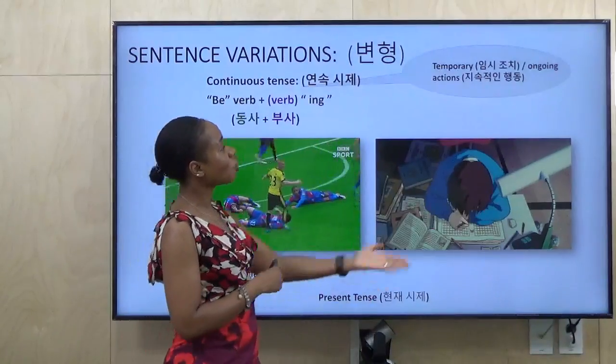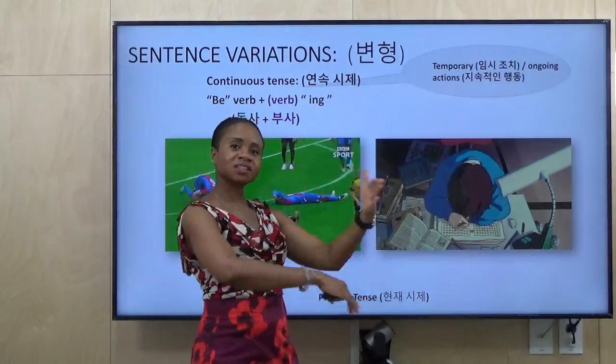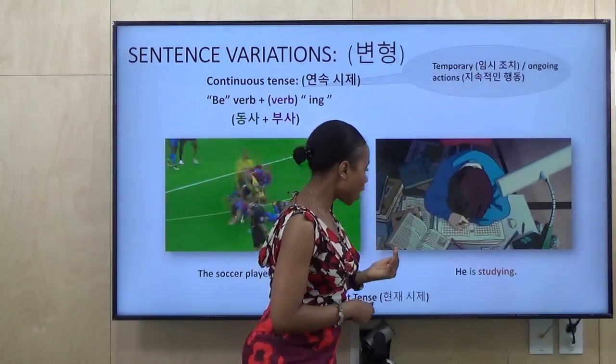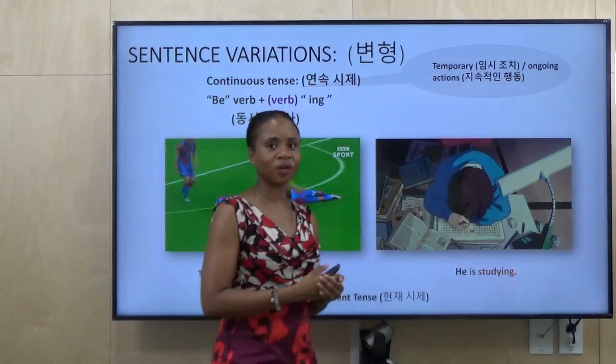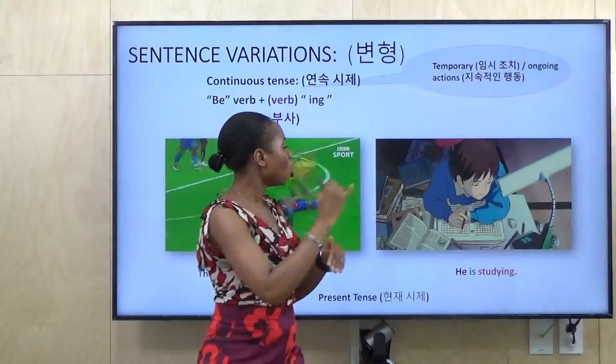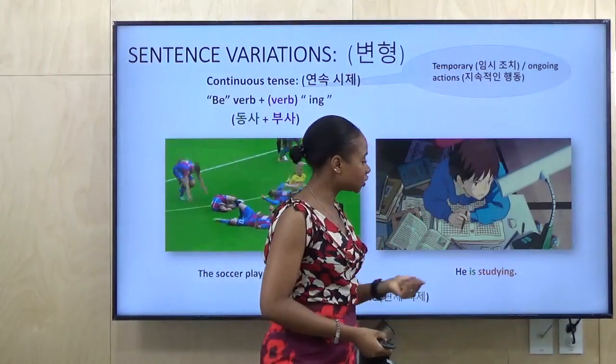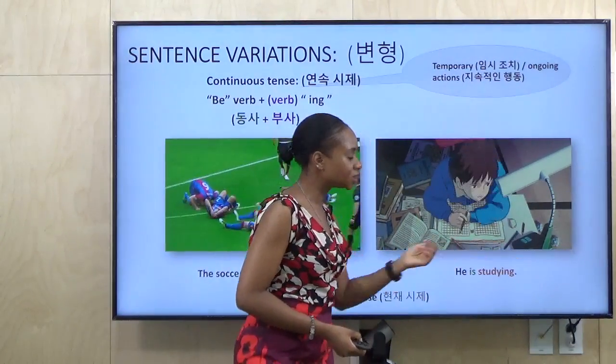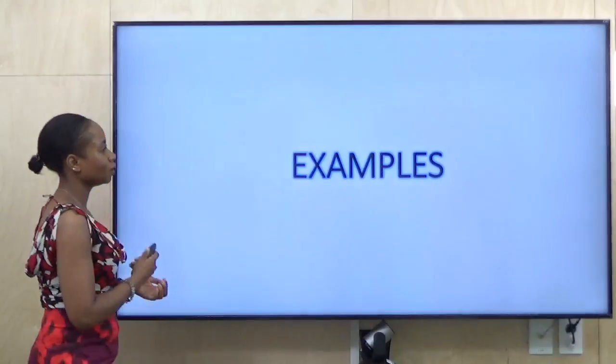Okay, now we have ongoing actions, actions that happen over and over again. And that is he is studying. Okay, so he studies Monday, Tuesday, Wednesday, Thursday, and Friday. Ongoing, okay? This is your be verb and your continuous tense verb, studying. Let's look at some more examples.